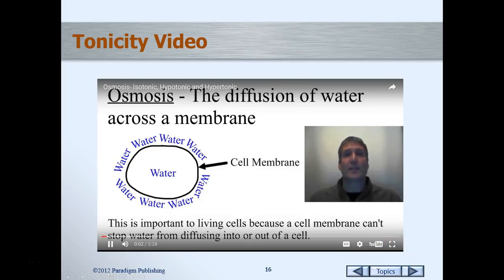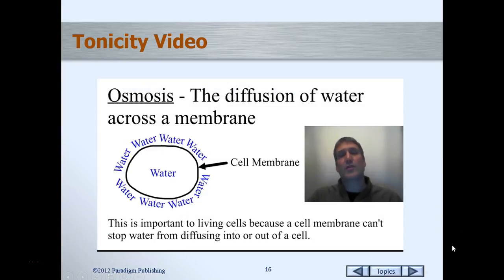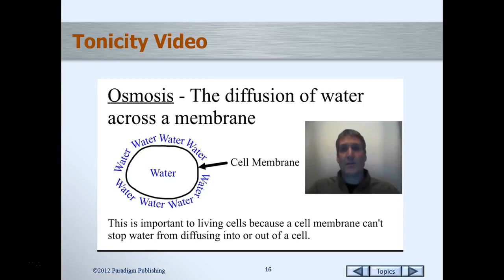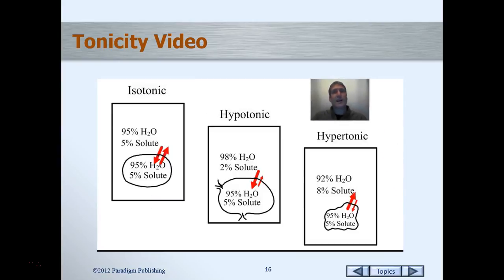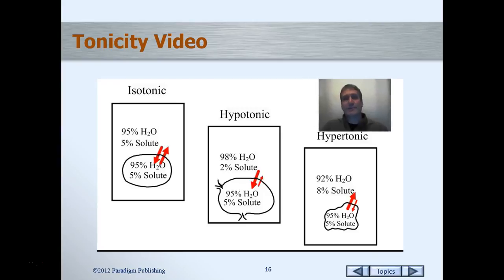Welcome aboard the BioTrain. In this video, we're going to talk about osmosis, which is the diffusion of water across a membrane. This is important for a living cell because it's a big part of maintaining homeostasis. It's also important because a cell membrane can't stop water from diffusing into or out of the cell. This means that the environment that the cell is in determines whether water will diffuse into a cell, out of the cell, or there won't be any diffusion at all. So the three different types of environments are an isotonic solution, a hypotonic solution, and a hypertonic solution. So let's go through all three and see what's happening.